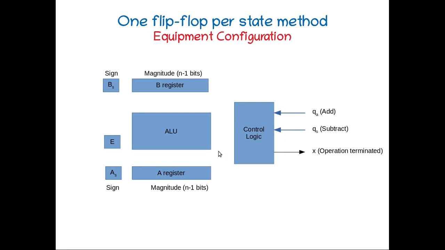So after initiating this addition or subtraction, the circuit will perform the operation, and after completing that operation, that will be informed through the X output. This is an output signal to the external circuit: operation terminated.